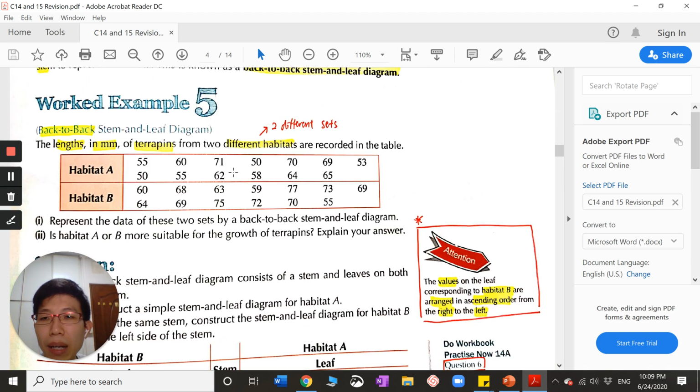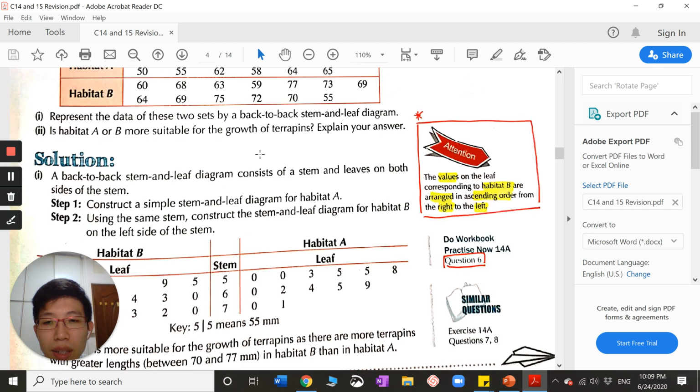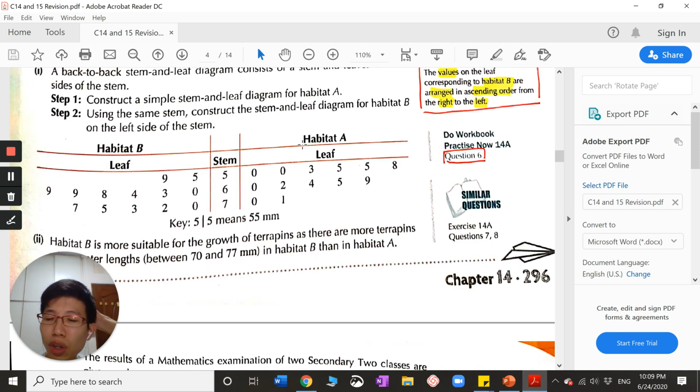Okay, so now the next part of the stem and leaf diagram is called the back-to-back. Back-to-back we only use when you have two different populations, meaning two different sets of groups. Sometimes drawing two separate stem and leaf diagrams is very tedious. That's why we combine them together. So you have one stem and two leaves to represent the different groups, like group A and group B.